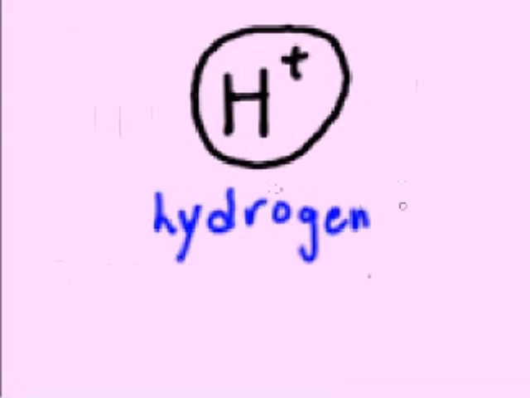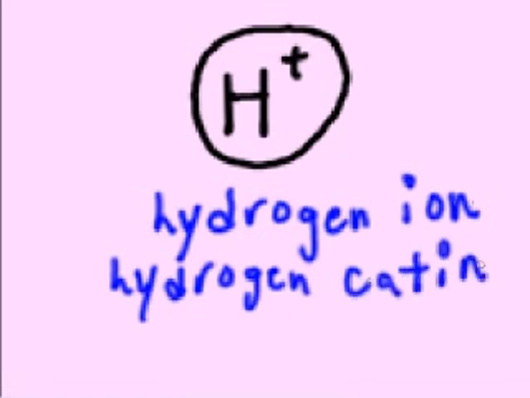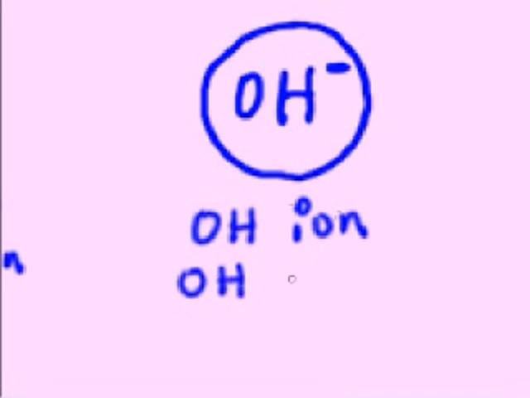I'm going to give this three names. This is the hydrogen ion, but because it has a positive charge, we can call it the hydrogen cation. We're going to give it its third name in just a second. Over here we have the OH ion. We can call it the OH ion, or we can call it the OH anion.